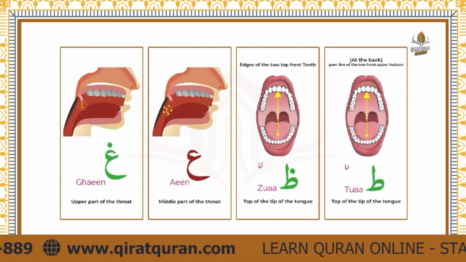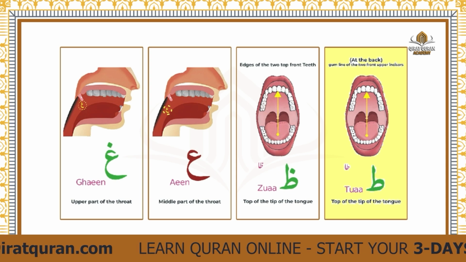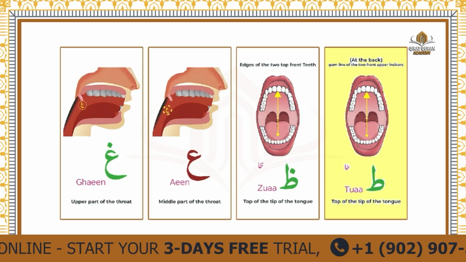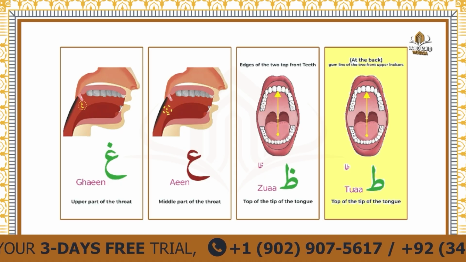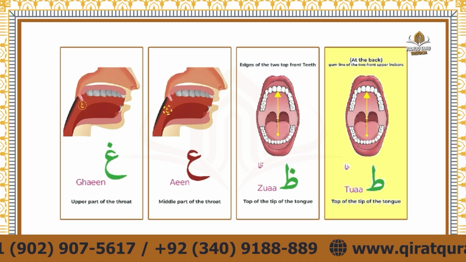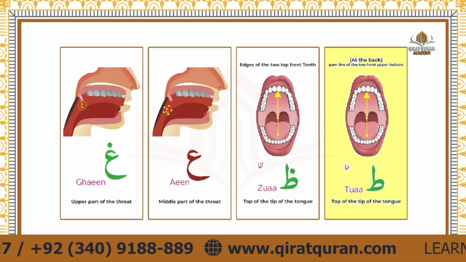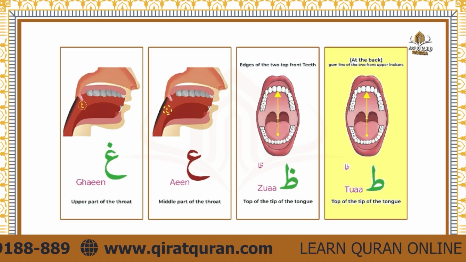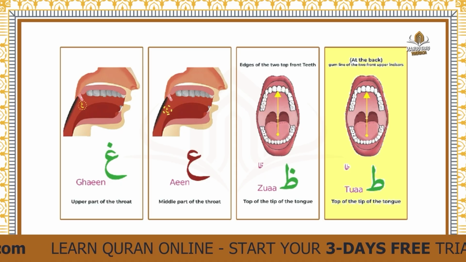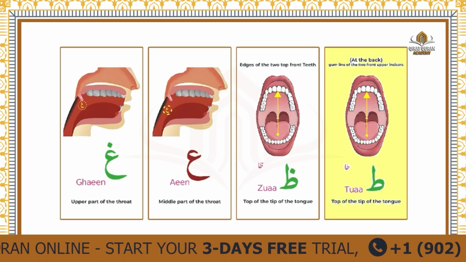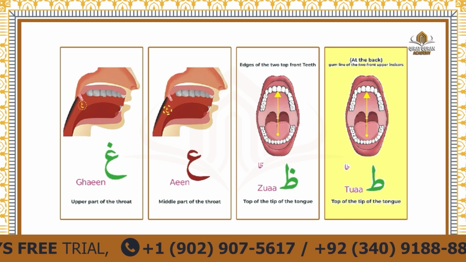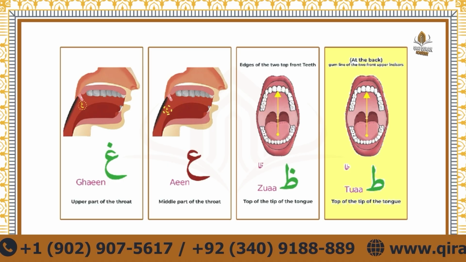Now, the origin of letter Ta is here. As you can see here, the origin of the letter Ta is the top of the tip of the tongue, and it will connect to the gum line of the two front upper incisors here. Not to the upper incisors, but it will connect to the gum line, okay, at the back of the incisors. So that's how you can pronounce Ta.